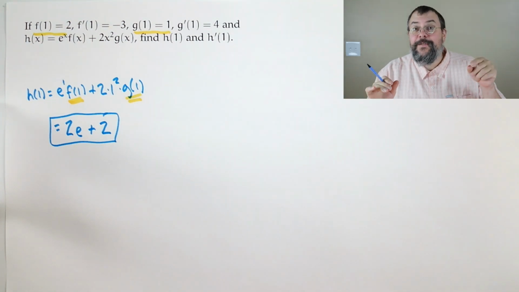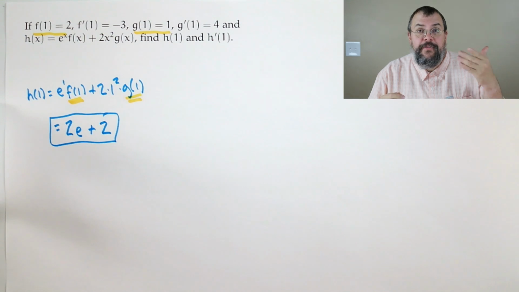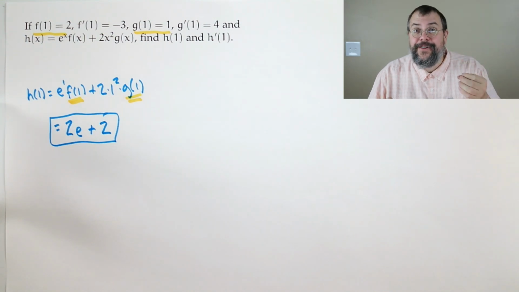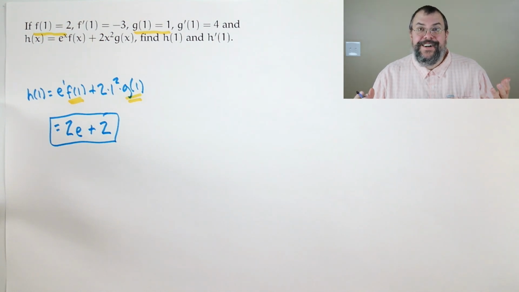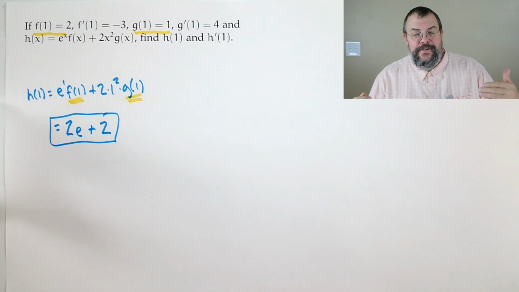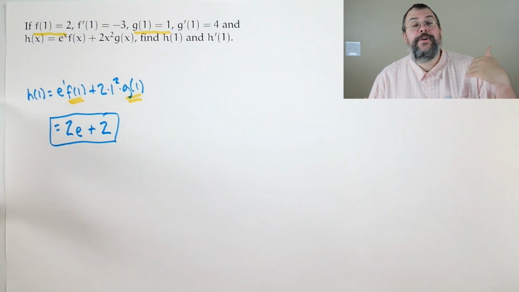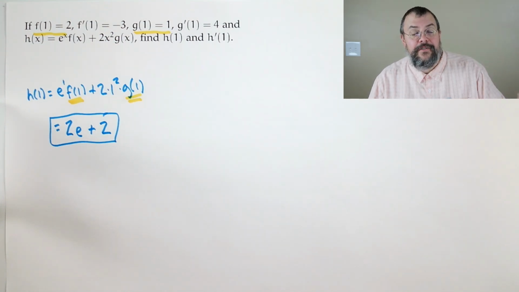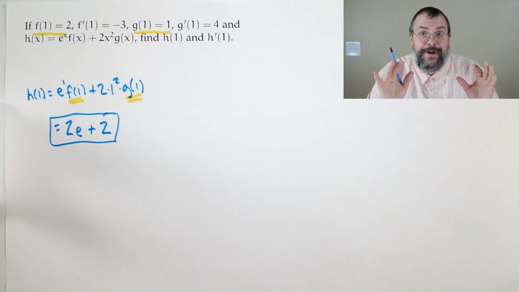Well, if you think about it, when I find h of 1, what have I found? I found a number. And if I take the derivative of a number, I'm going to get 0. So you can't take the derivative after you evaluate. You first have to take the derivative, and then you have to evaluate. Okay, so back to where we were.